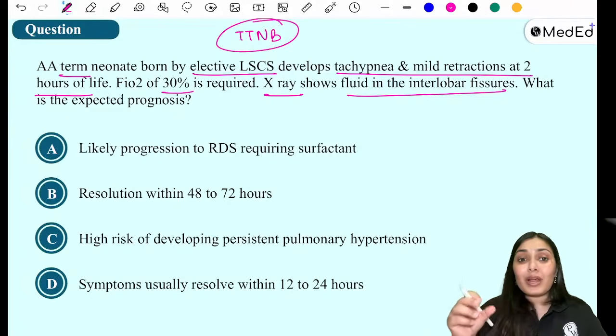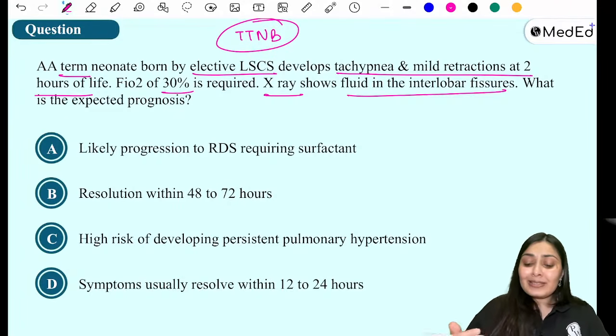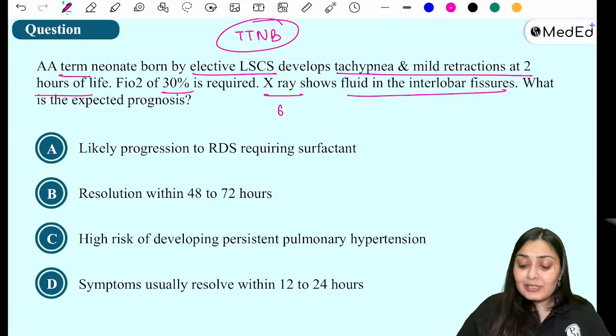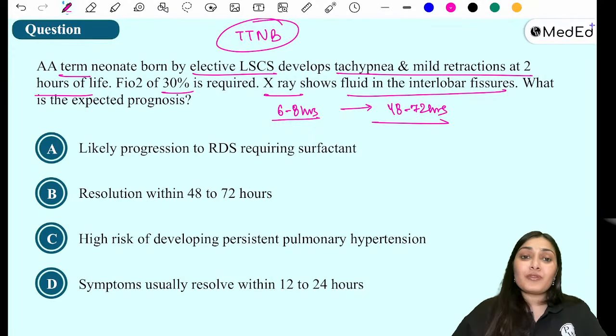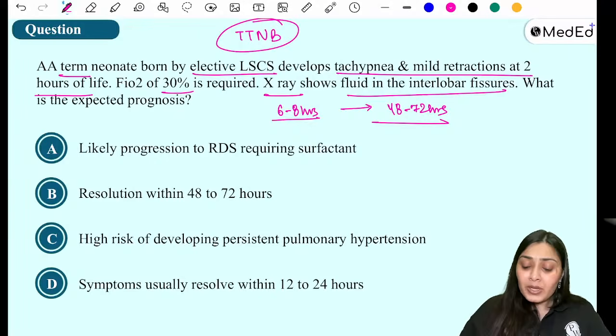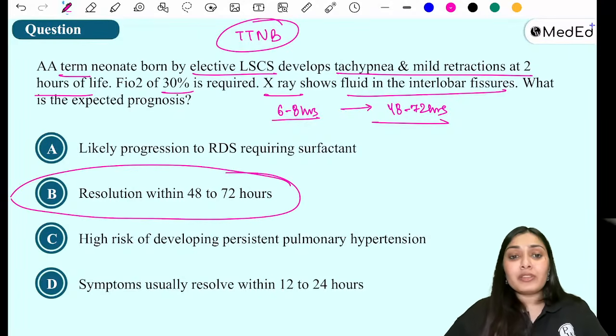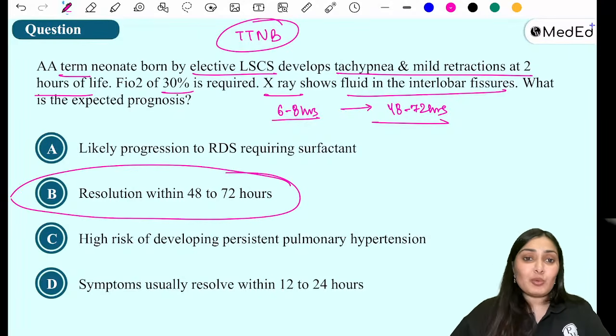The name itself has transient in it. So usually this respiratory distress settles by 6 to 8 hours. Maximum it can go till 48 to 72 hours. So that's what they are asking. They are asking what is the prognosis of this TTNB child. We know this child will resolve within 48 to 72 hours.